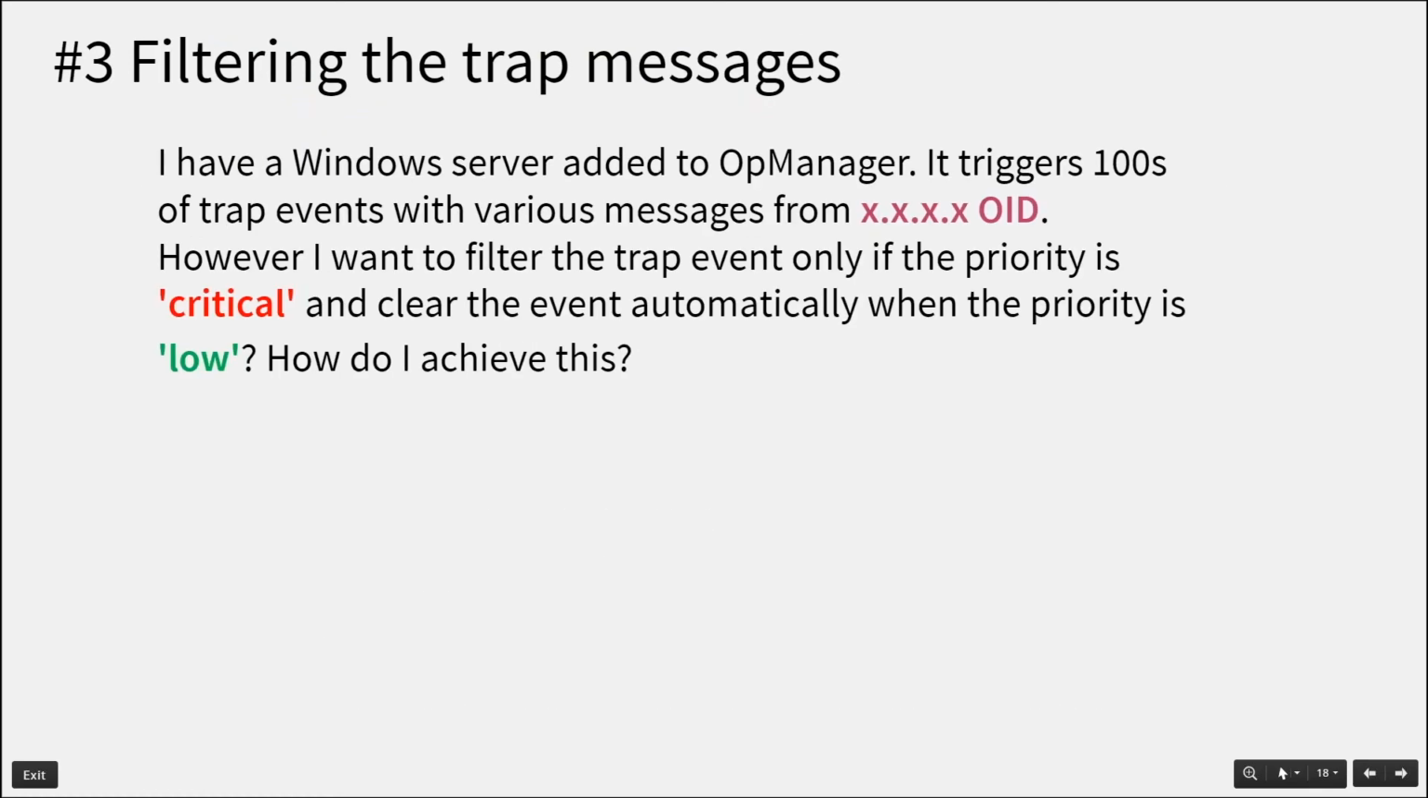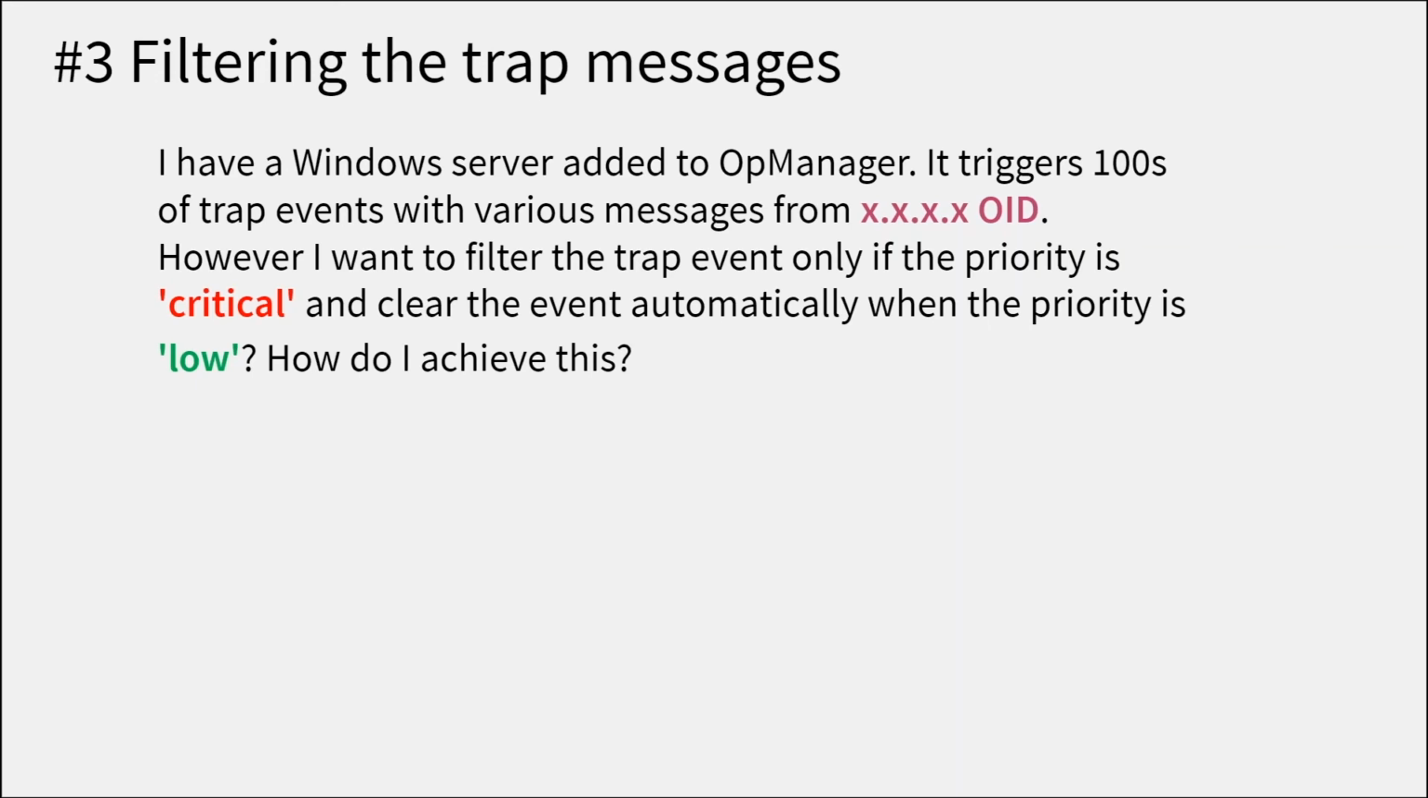And next, I'm going to talk about filtering the trap messages. So I have configured the trap rules. I've started receiving a lot of trap messages, but certain trap messages are giving a lot of information. So I wanted to filter that, to see only the relevant trap rule that I wanted to monitor in OpManager. So how do I do that?